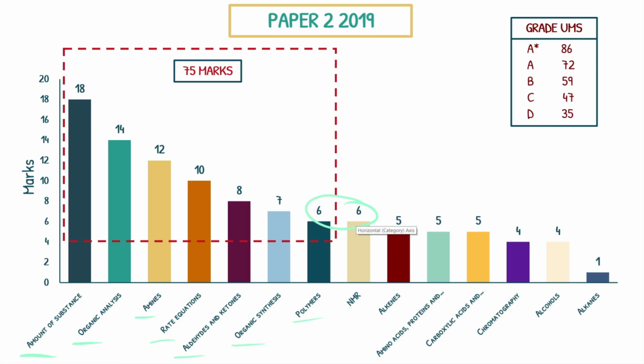All right, and then also interchangeable right here is NMR. I personally recommend picking NMR over polymers any day of the week, just because it has a higher mark spread or mark allocation in general, and it's just a more difficult topic, so they're more likely to include it in the paper, right? That's just my perspective, but revise whatever you can, to be honest. Next up here, grade boundaries. A star was 86, A was 72, and B was 59.